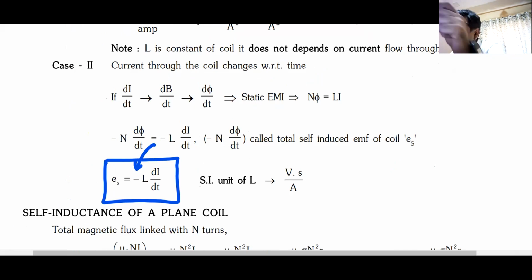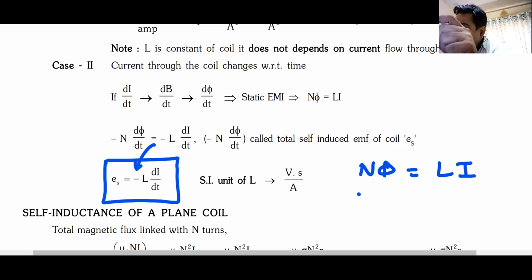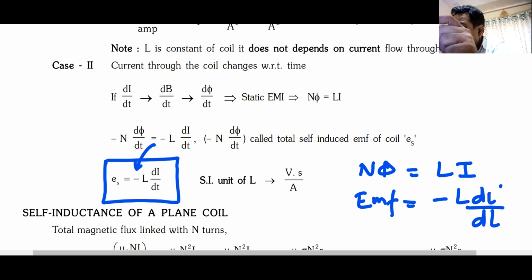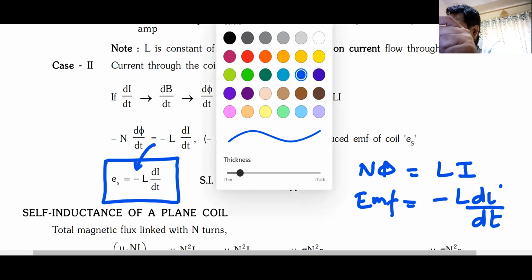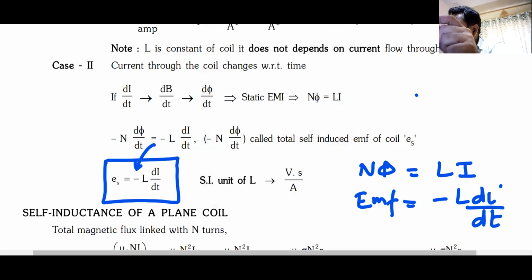Do we understand this? So basically N phi, the total flux, is equal to Li. This is one way of writing it. Or the EMF induced in the coil is minus L di by dt. This is the second way of writing it. Do we understand this? Can I have some reason that we understand this?